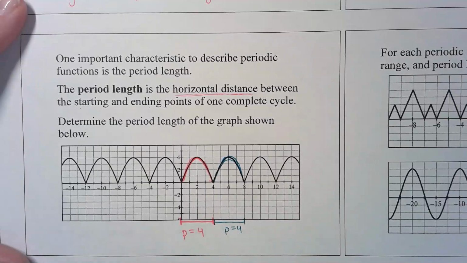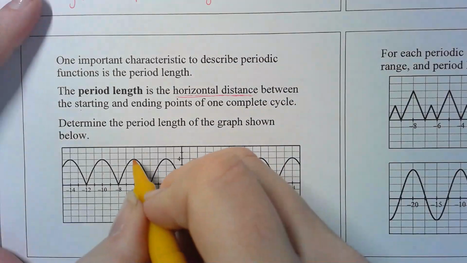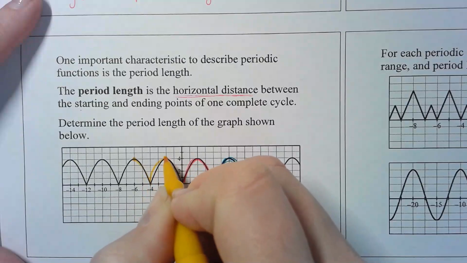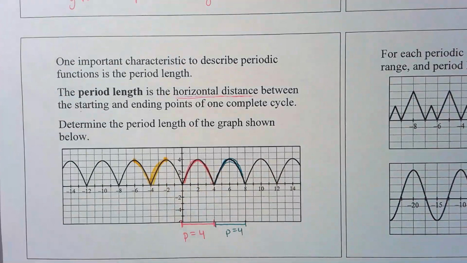It's still 4 units long. Now, some of you might say, well, what if I looked at it a little bit differently? I'm going to use a yellow marker here. What if you looked at this basic shape as starting at the top, dipping down and coming back up to the top, almost like a bird you used to draw in elementary school art class?